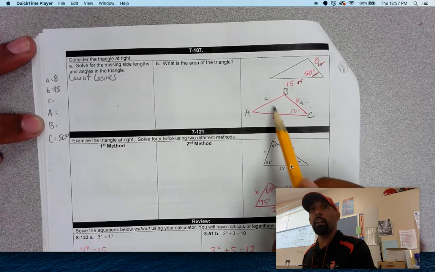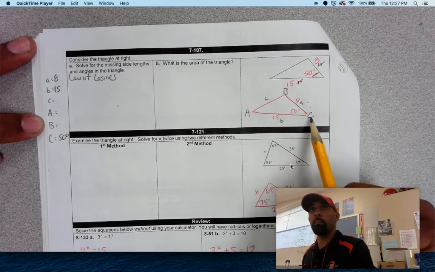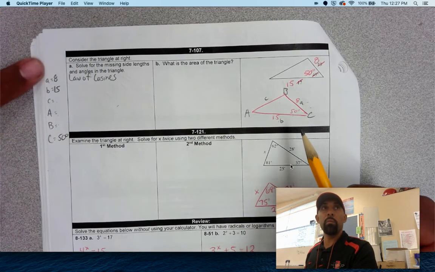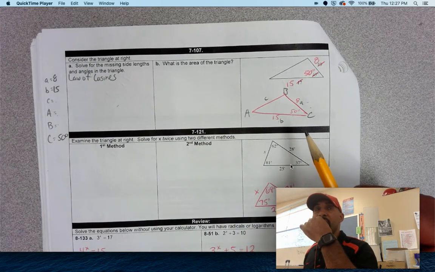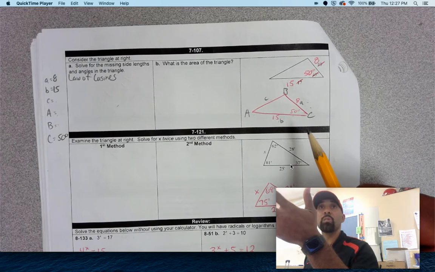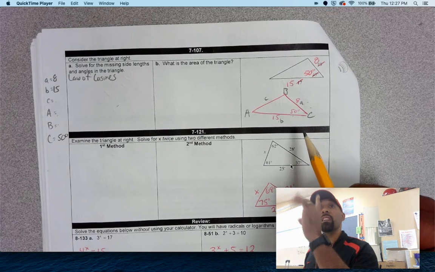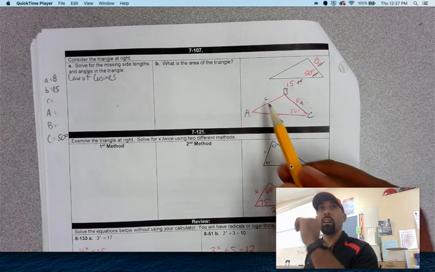And again, it all depends on how you labeled it. If you put A here and B here and C here, then that would change which ones you know. But we know 3 out of the 6, basically. I recognize that we're going to use law of cosines right away because I have an angle in the middle of two sides. So let's use that to find this third side.